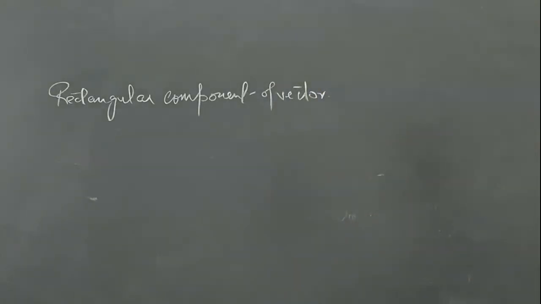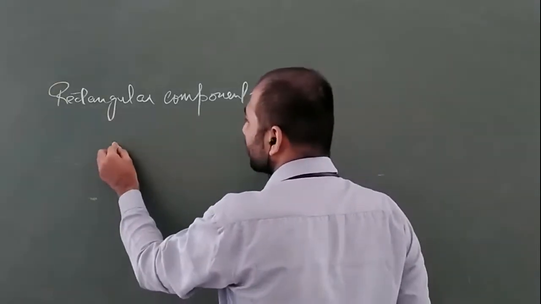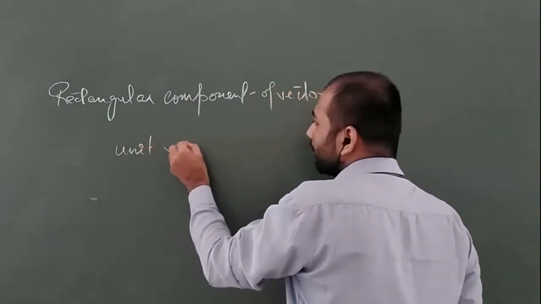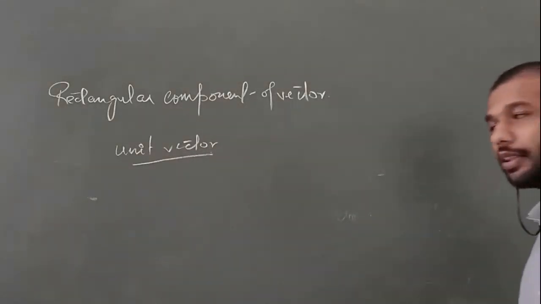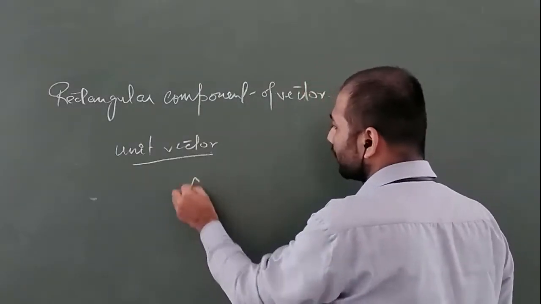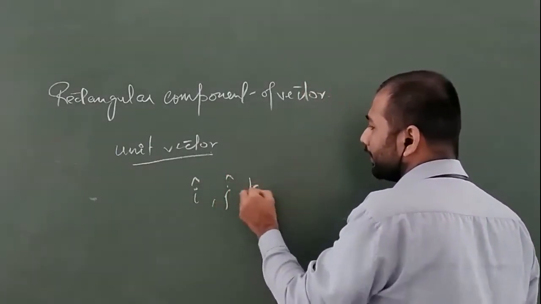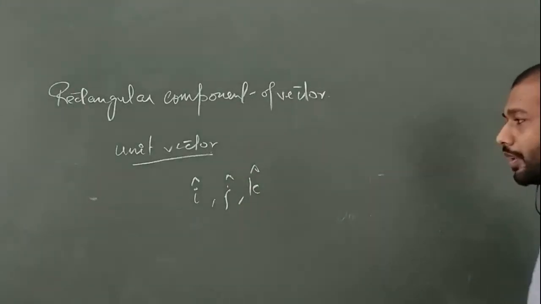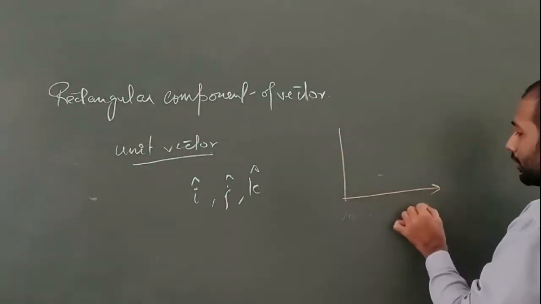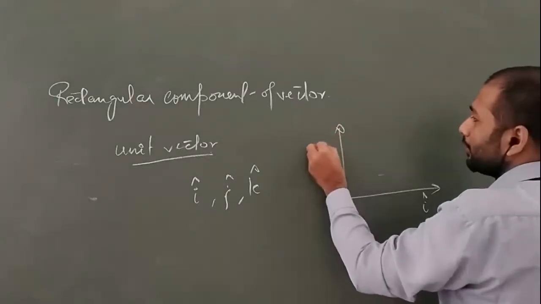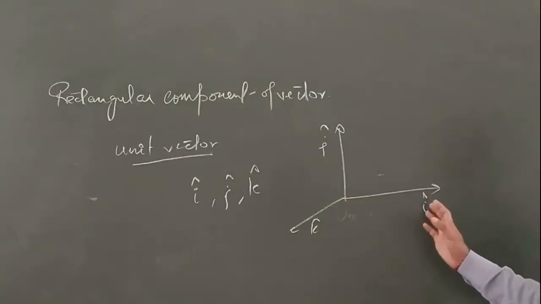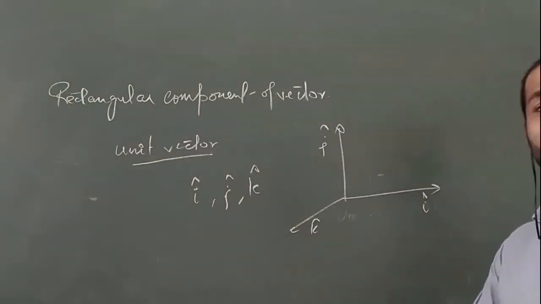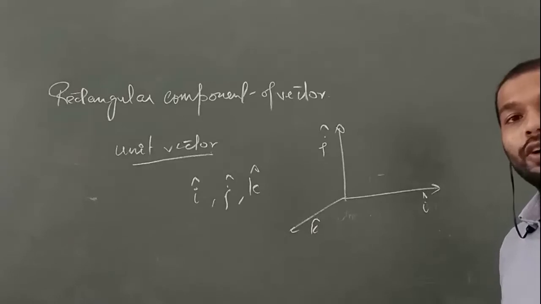Before the rectangular components, I want to remind you that you have studied the unit vector. The unit vector is one that has a magnitude of 1 and it simply represents the direction. We have only three unit vectors: i, j and k. If I plot them on the graph, this is our i cap, this is our j cap, and this is our k cap. These are all mutually perpendicular, and their main application is that they give us the direction of the value.